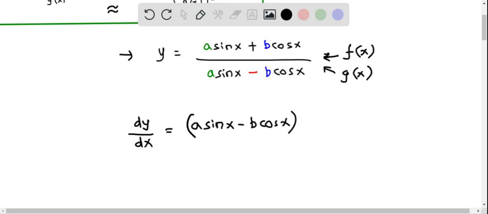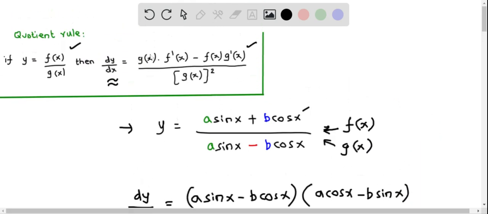times the derivative of f of x. Here we have to find the derivative of a sin x, which is a cos x. And then the next term in f of x is b cos x. When you find its derivative, we will get negative b sin x, because the derivative of cos x is negative sin x. Okay, here I have written that.